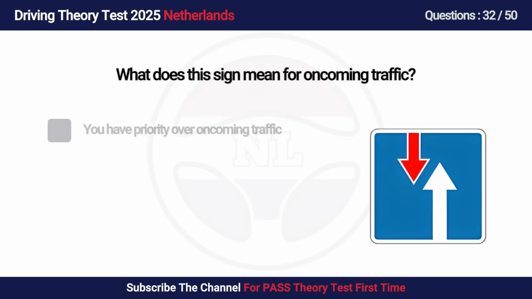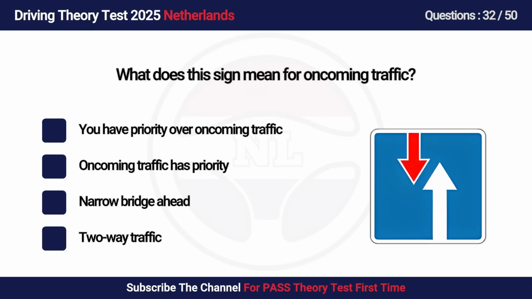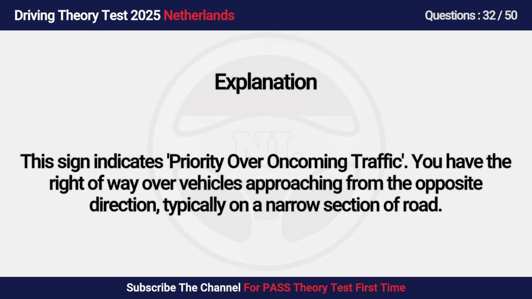Question 32. What does this sign mean for oncoming traffic? A. You have priority over oncoming traffic. B. Oncoming traffic has priority. C. Narrow bridge ahead. D. Two-way traffic. Answer is A. You have priority over oncoming traffic. This sign indicates priority over oncoming traffic. You have the right of way over vehicles approaching from the opposite direction, typically on a narrow section of road.